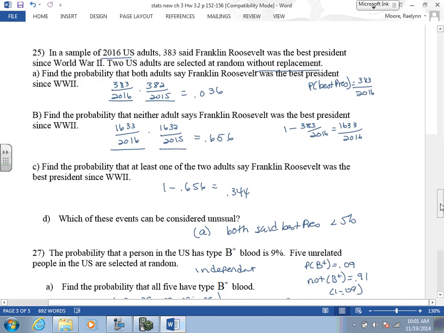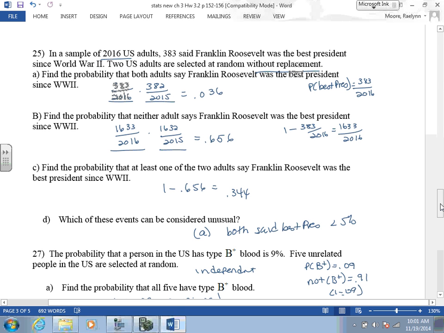Okay, same type of setup this was. You're selecting your 2 adults out of 2016, 383 out of 2016. There's your probability that they said Roosevelt was the best president. And they're taking them without replacement. Okay, so the first one times the second one. Then neither, do the complement case.